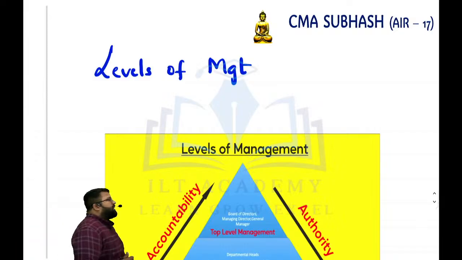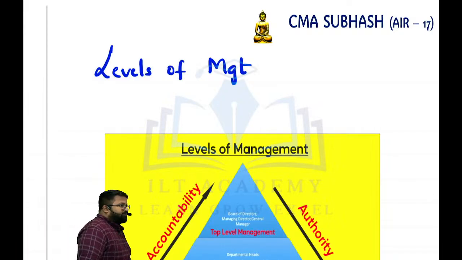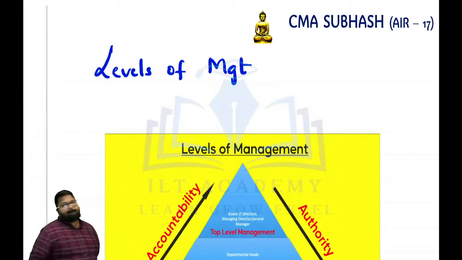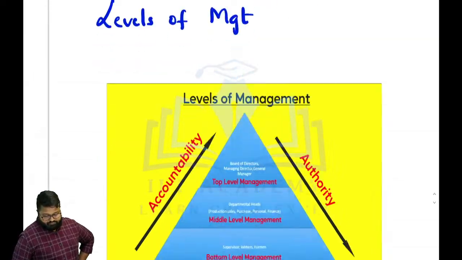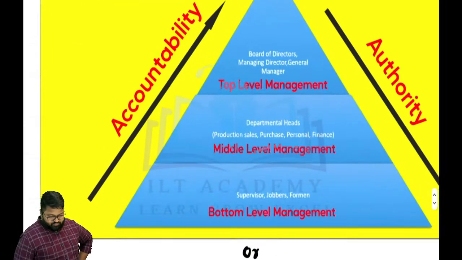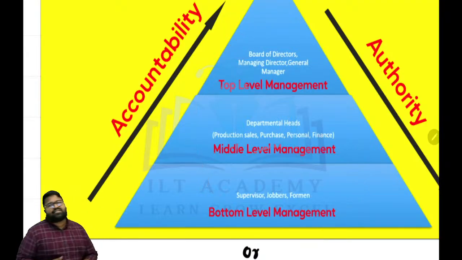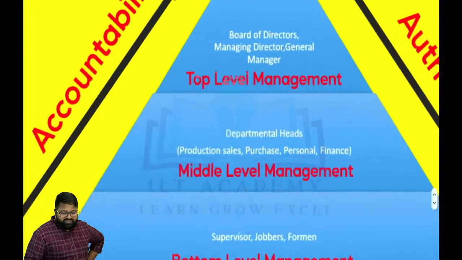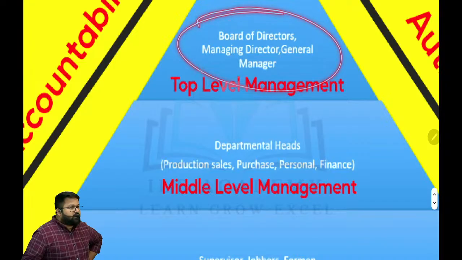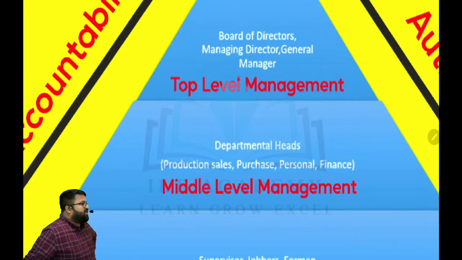Next, take down the heading, ma. Levels of management. We have a total of 3 levels of management. The first one is top level management. What is the first one there, ma? So mainly who form part of that level? Board of directors, managing directors, and general managers.